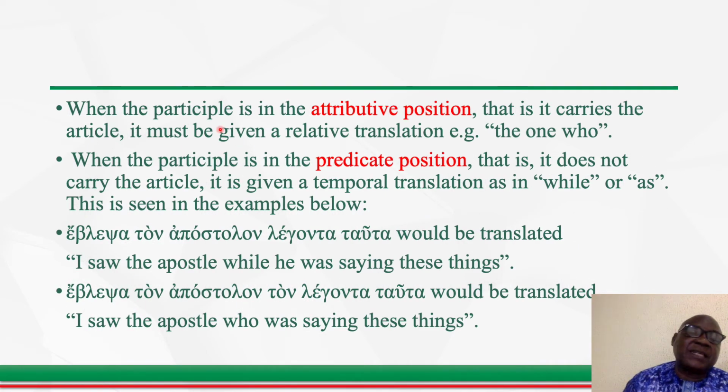So, when the participle is in the attributive position, it must be given a relative translation, "the one who." When it is in the predicate position, that is, when it does not carry the article, it must be given a temporal translation, as in "while" or "as." Let's look at this example. Eblepsa ton apostolon legonta tauta. I saw the apostle while he was saying these things.